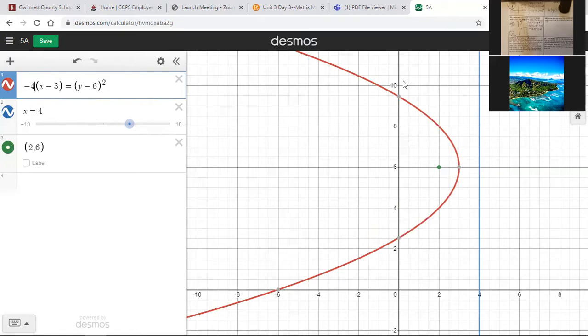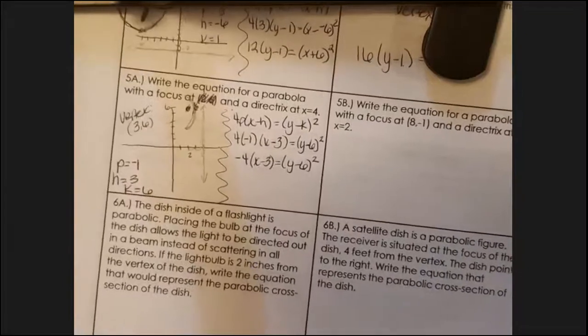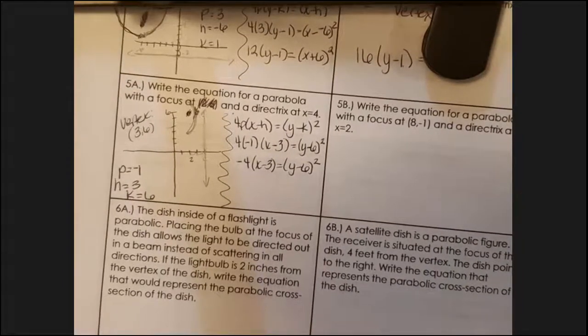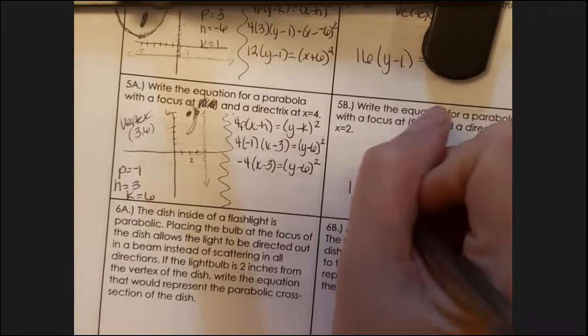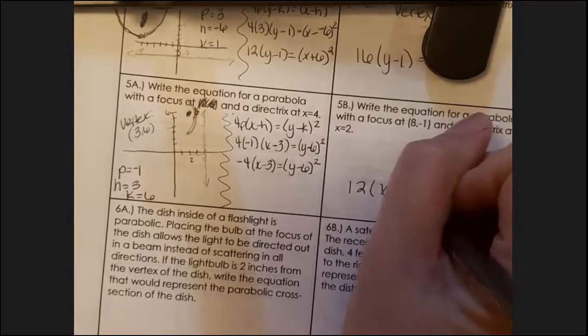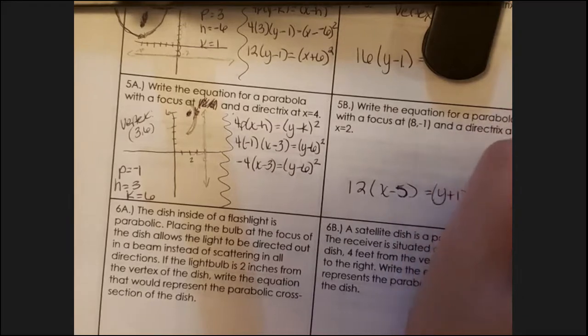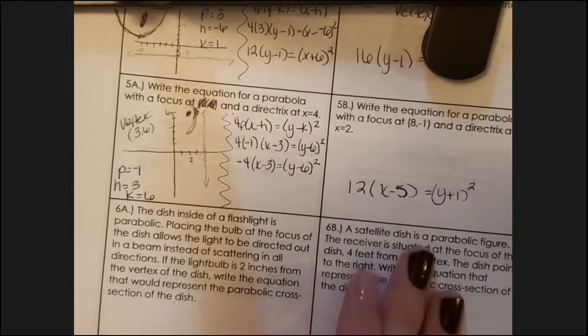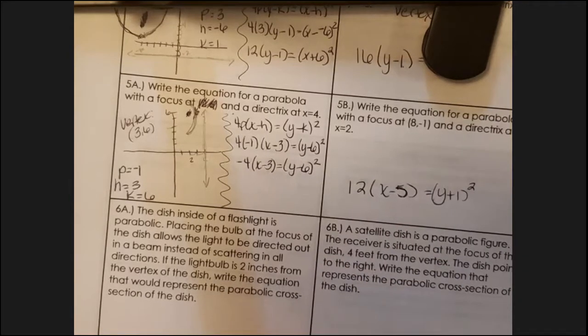All right. So, you know the drill at this point. Pause for a moment, go take a look at 5B, and then we will come back. All right, so for 5B, you should have gotten 12(x - 5) = (y + 1)². And again, if you are not getting some of these answers, and you can't figure out where your mistake is, reach out to your teacher and make sure that you get those things resolved, because we want to make sure that you understand what it is that you're doing.